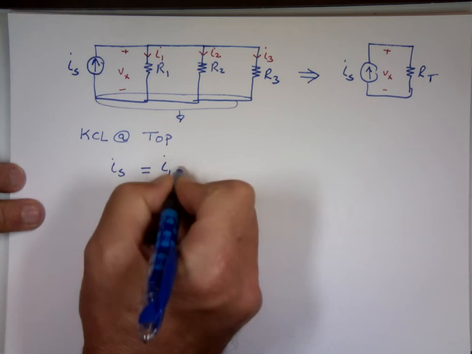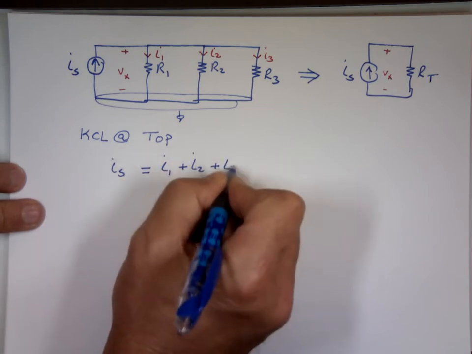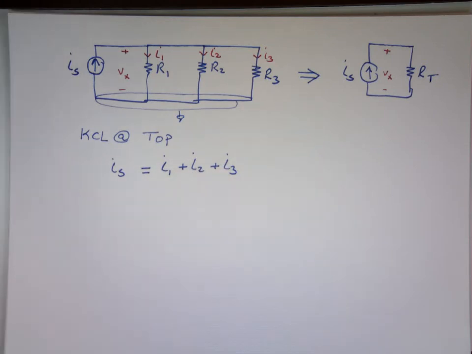I1, I2, I sub 3. Can't solve that. Three unknowns, one equation. Let's think about I sub 1. What is I sub 1 equal to in terms of Ohm's law? Vx over R1.